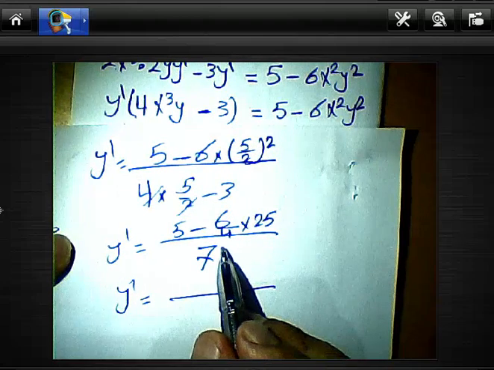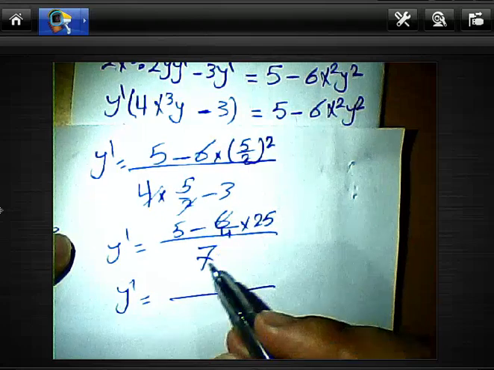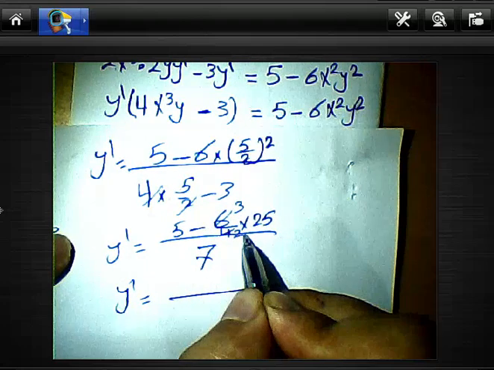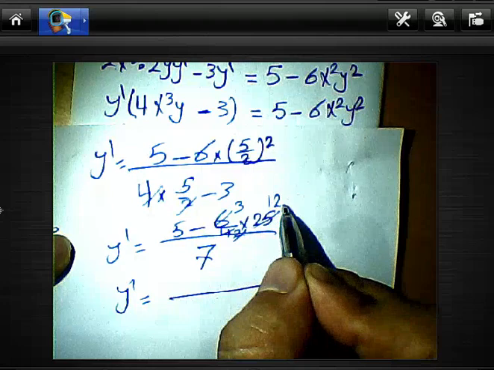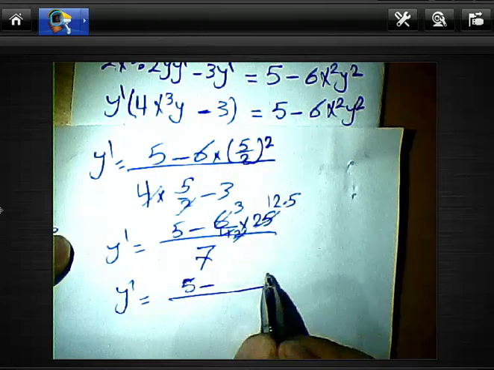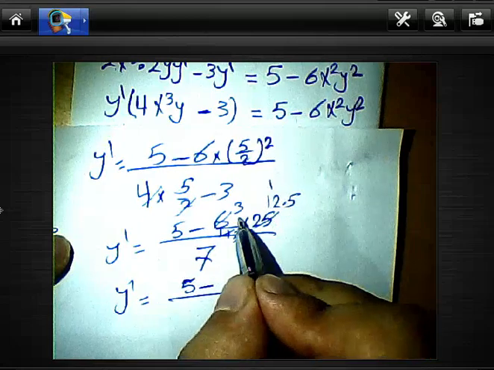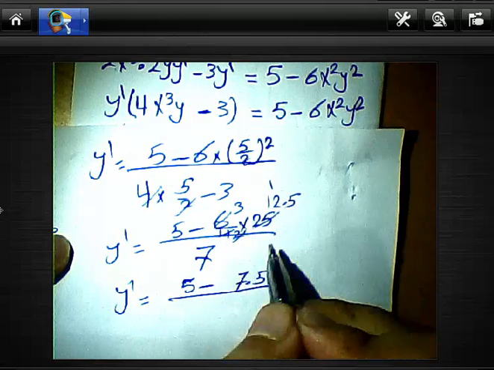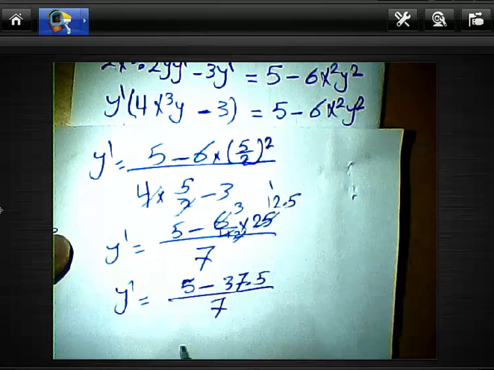We can find the result. 6 divided by 2 equals 3. 4 divided by 2 equals 2. 25 divided by 2 equals 12.5, multiplied by 3. So 5 subtract 3 times 5 is 15, 5 and the carry of 1. 2 times 3 equals 6, plus 1 equals 7. 3 times 1 equals 3, over 7.